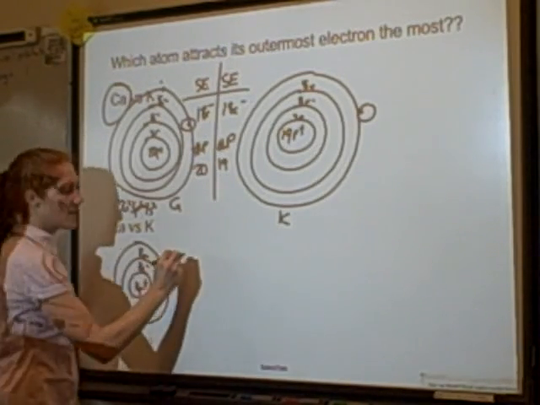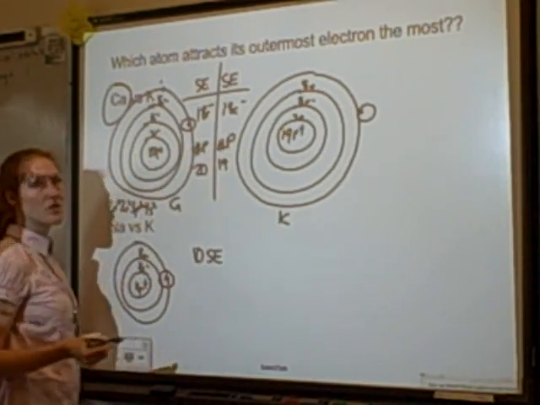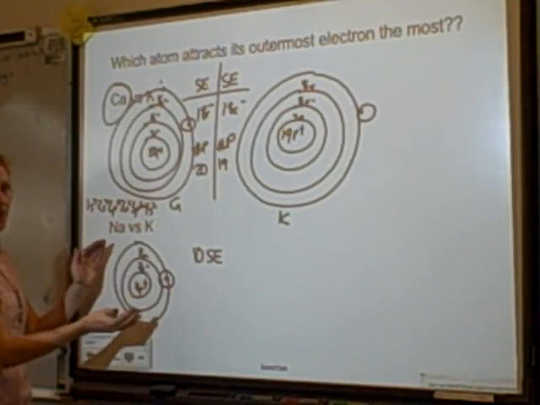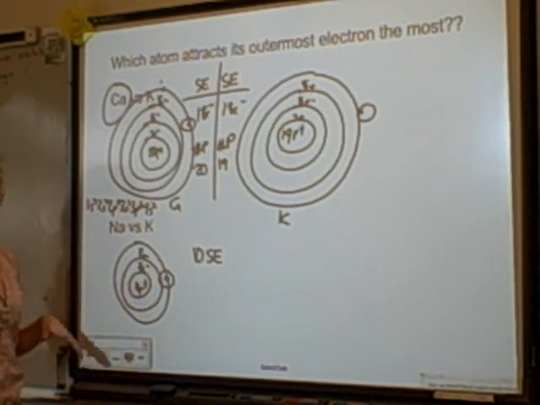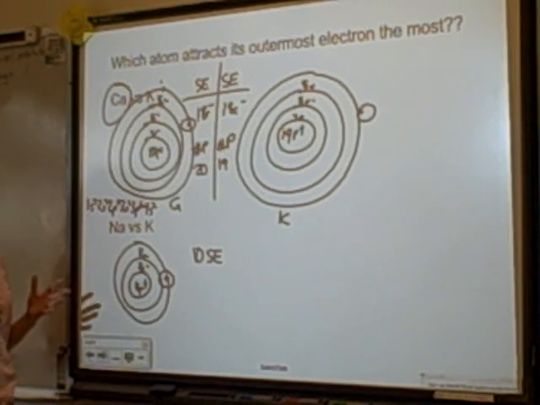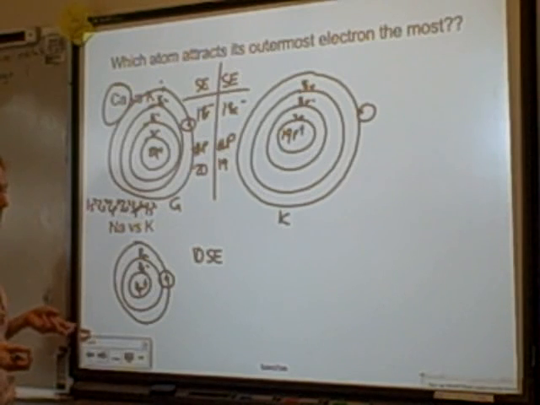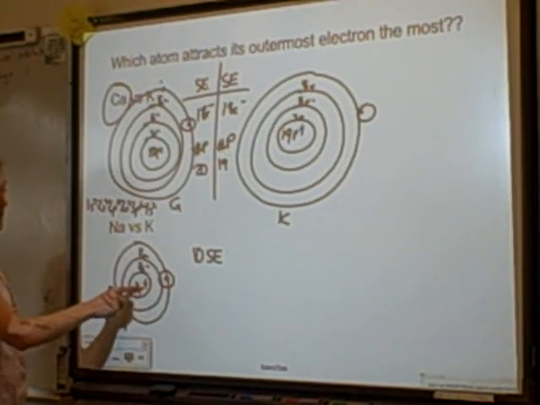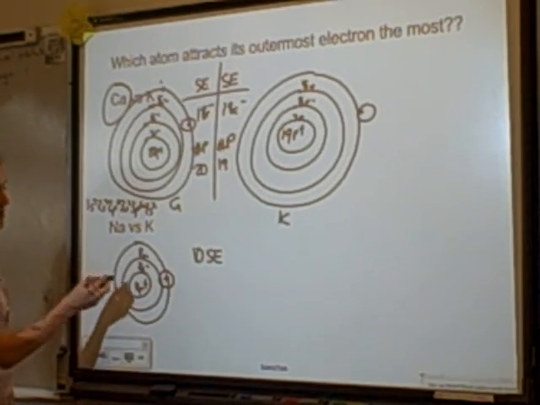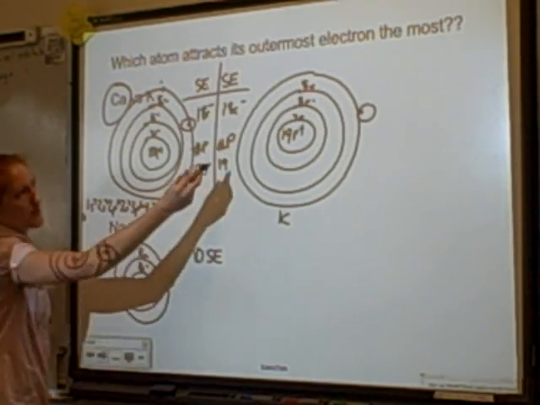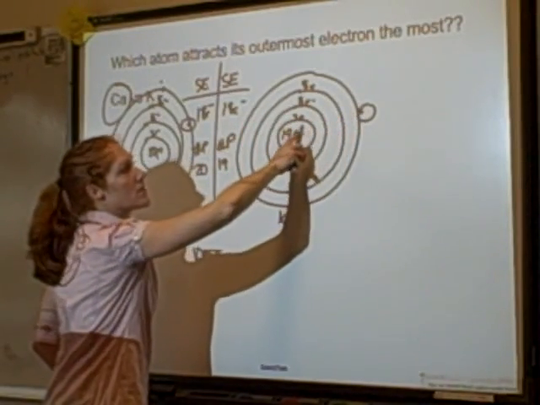This guy has 10 shielding electrons versus potassium's 18 shielding electrons. So since there are more shells, there are more electrons preventing this outermost electron from seeing the charge of the nucleus. And that's called the Z effective. The Z effective is the charge felt by the outer electrons from the nucleus, taking into account the number of protons and the shielding electrons.